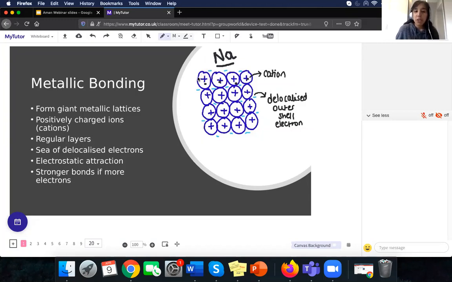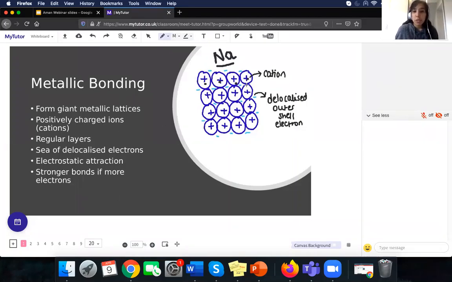Someone is asking, if the outer shell has 4 electrons, would it prefer to lose 4 or gain 4? To answer that question, it depends on whether it's a metal or a non-metal. If it's a non-metal, it will tend to gain 4. If it's a metal, it will lose 4. So remember, metals like to lose electrons, whereas non-metals like to gain electrons. Usually though, with this type of question where you've got 4 electrons in the outer shell, it will be covalent bonding between 2 non-metals, in which case they would share electrons. But very good question, thank you.